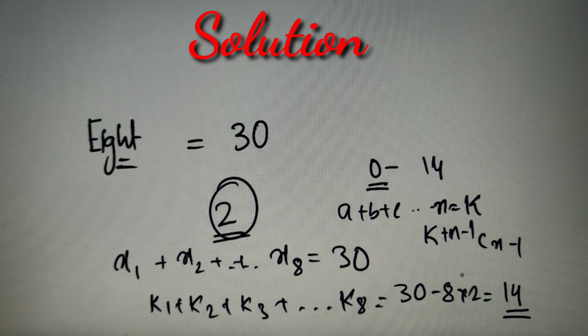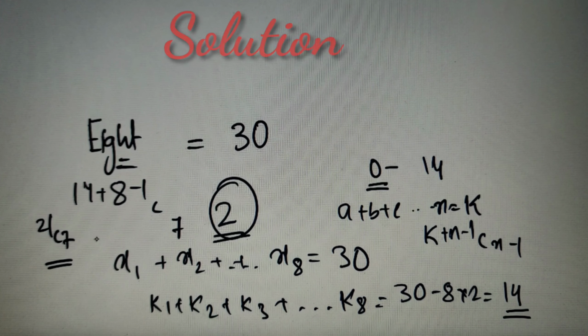So for our case, the value of k is equal to 14, the value of n is equal to 8, and n minus 1 is equal to 7. So according to the given question, our answer must be 14 plus 8 minus 1 C 7, that is nothing but 21C7, and according to the given options, it is option number A.